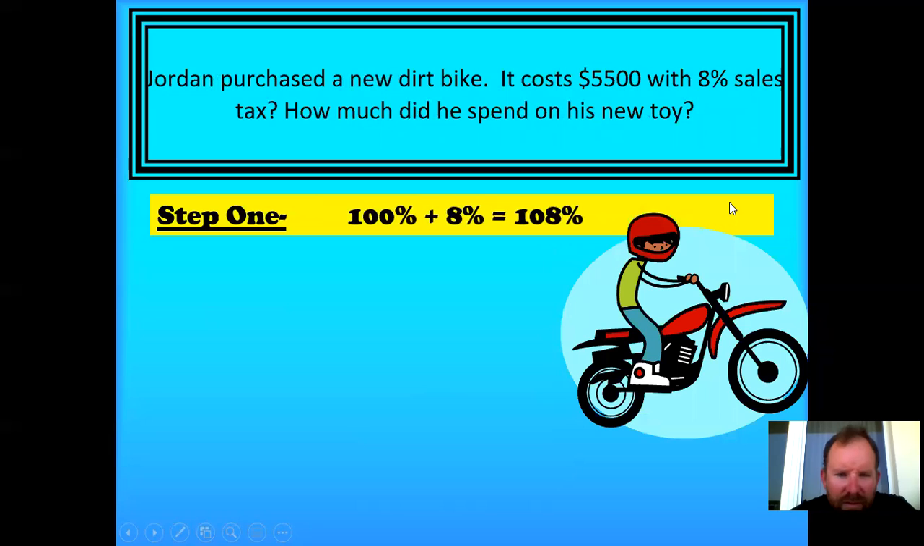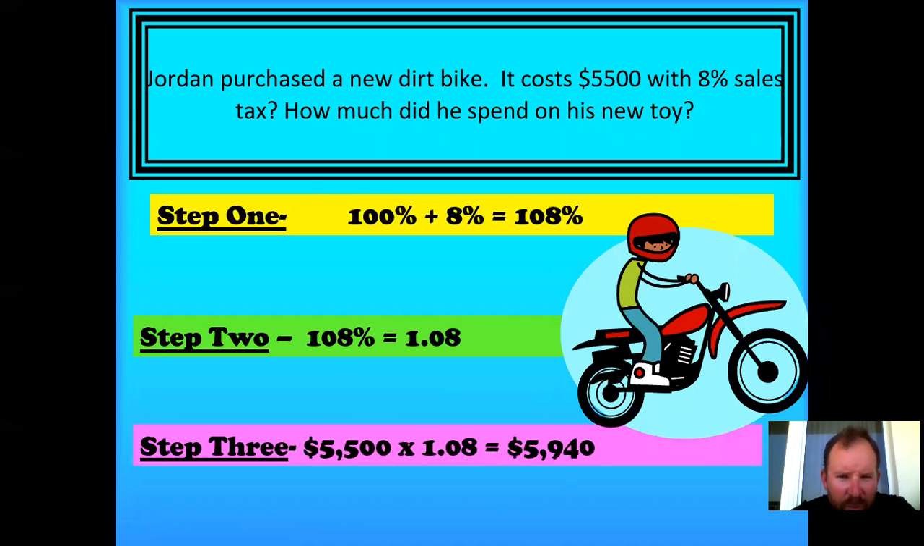All right. Same deal here. 108% when you add the 2 percents together. Move my decimal 2 places to the left and multiply it times the initial cost of the motorcycle, coming out to $5,940 after taxes.